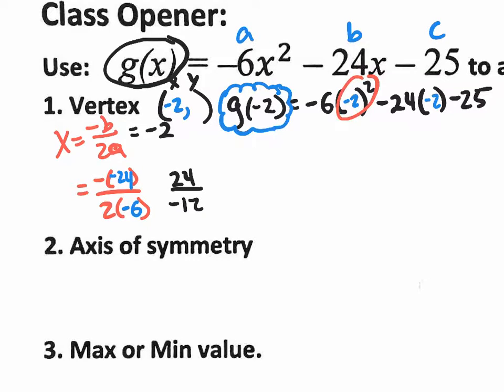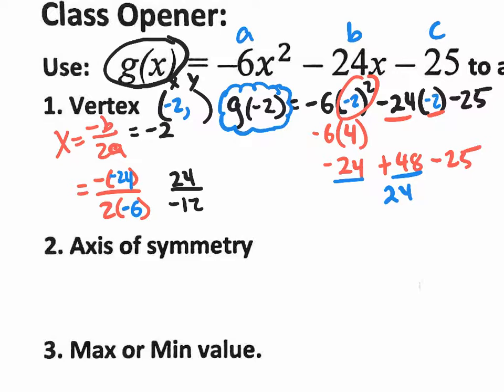What's -2 squared? That's 4. 4 times -6, that's -24. -24 times -2 is a positive 48 with the -25 at the very end. So doing the math, -24 plus 48, that's a positive 24. Positive 24, take away 25, that's going to be a -1. So your vertex x value was -2. You plugged it in, your vertex y value came out as a -1. That's your vertex.